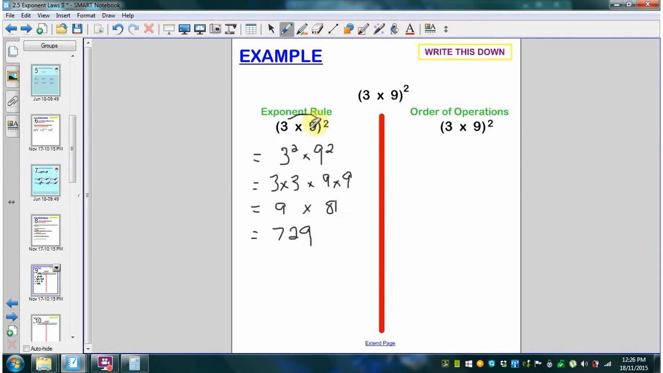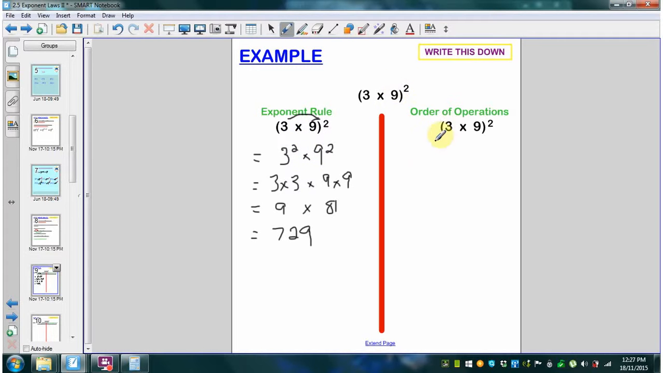Okay, so the main thing there is just this little exponent rule. If you have a product, something times something to a power, you can take that power and bring it down to the first term or the first number. And then you can take that power and bring it down to the second number. Just make sure you bring your multiplication sign down.